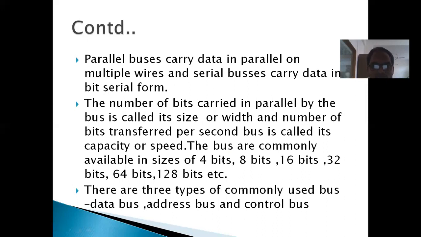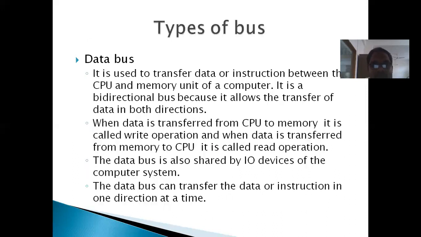And as we saw, there are 3 types of commonly used bus: data bus, address bus, and control bus. We will now see these types of buses in detail. First one is data bus. It is used to transfer data or instruction between the CPU and the memory unit of a computer. It is a bidirectional bus because it allows the transfer of data in both directions.